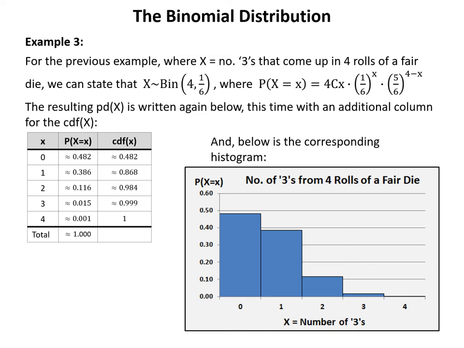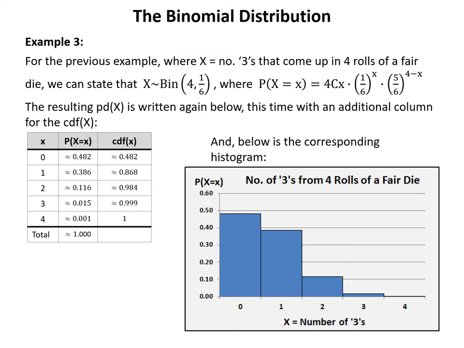In example 3, we look at the previous example again, where x is equal to the number of threes that come up in 4 rolls of a fair die. Now, for that experiment, we can state that x is distributed binomially with n equals 4 and p equals 1 over 6. That's little p. And so the probability distribution, the PDF for x, is equal to 4 choose x times 1 6th to the x times 5 6th to the 4 minus x.